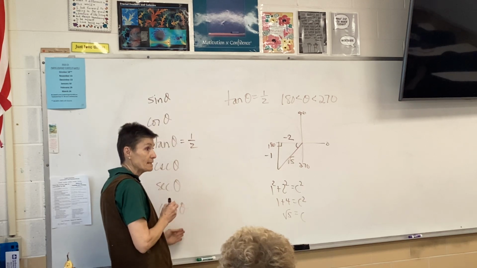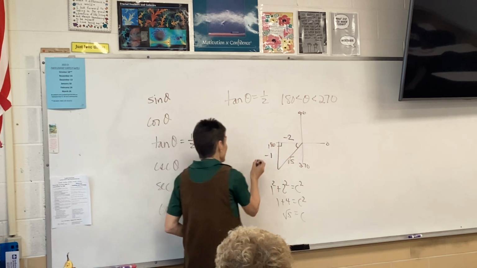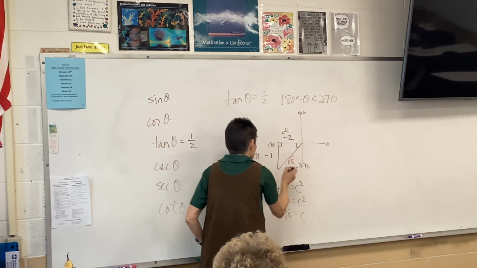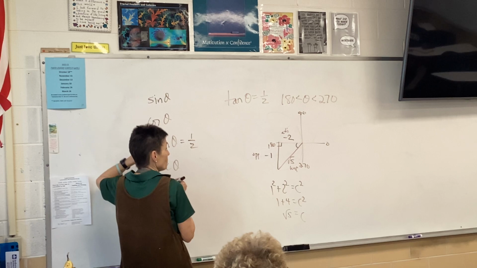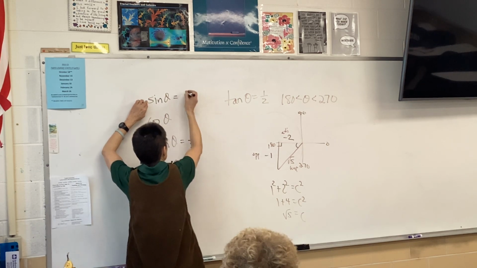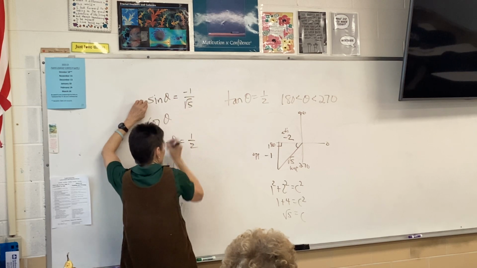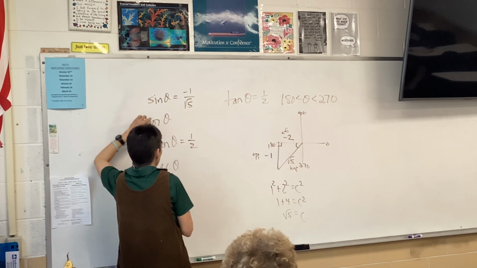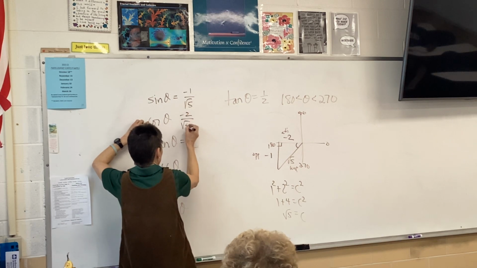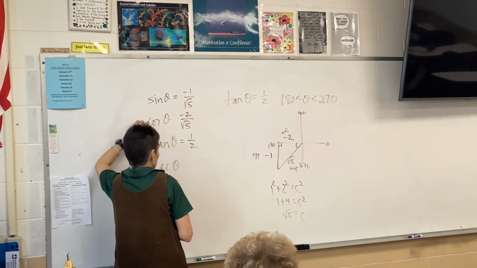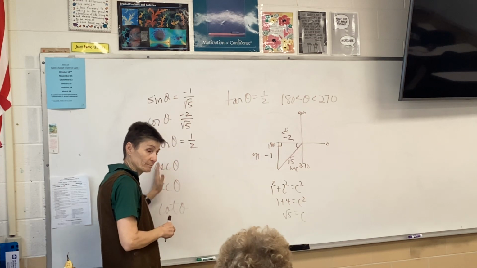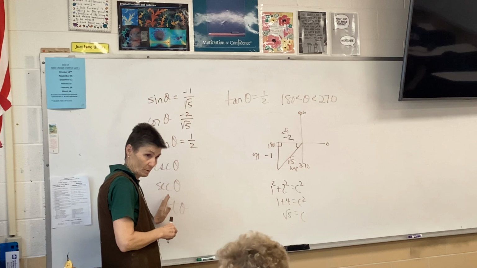Now, can we fill all this in? Yep, because this is opposite, this is adjacent, this is hypotenuse. Here we go. So, sine is opposite over hypotenuse. Cosine is adjacent over hypotenuse. Tangent they gave me. Now what about these guys? They're the reciprocals.